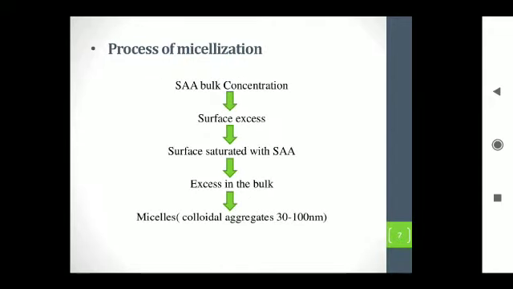This is the process involved in the formation of micelles, micellization. Consider surface active agent in bulk concentration. When surface active agent is added in excess amount, the surface is saturated with surface active agents. The excess amount present in the bulk forms aggregates, which are called micelles.